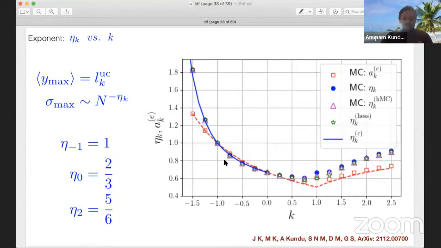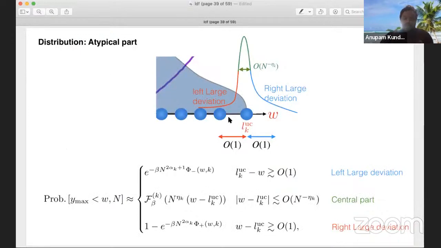It's again non-monotonic. The values of the exponents are known explicitly for only 3 values of k: -1, 0, and 2. But for other values of k, you have this behavior, and we have some intuitive understanding from some other arguments and theories, but I do not have time to go into the details of that. Okay, so I was talking about the typical part.